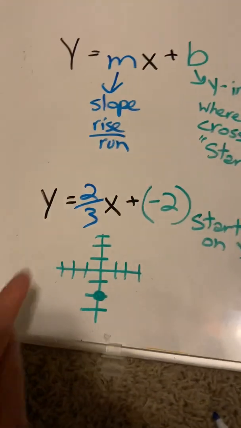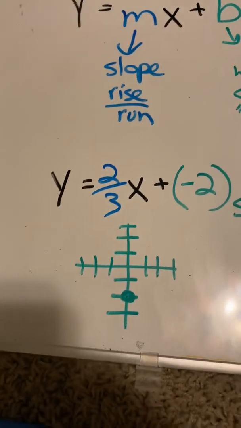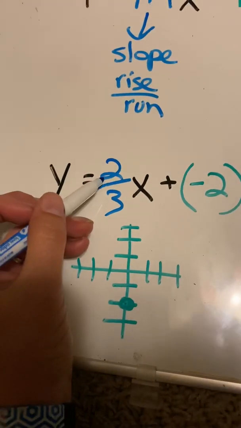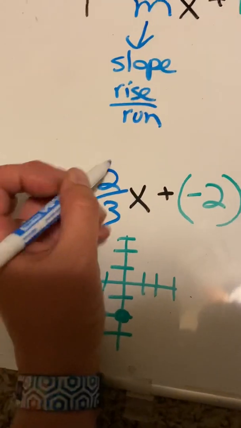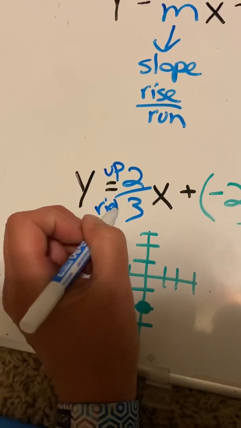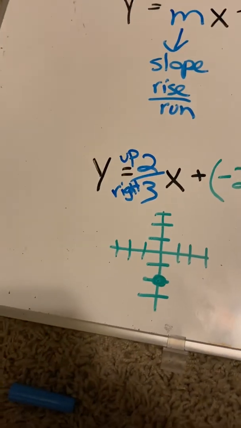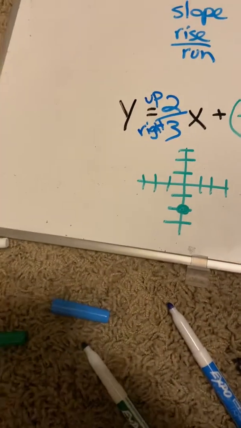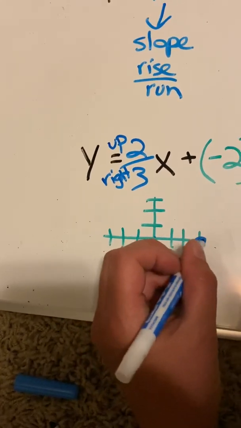Okay? This fraction tells me how to move or how to get to the next point. So it's 2/3, okay? Top number is going to tell you to go up or down. If it's positive, you're going up. If it's negative, you're going down. So in this case, we're going up 2, right 3. It always tells you how many to go to the right down here, okay? If there's a negative out front, it just goes with the numerator. So here I'm going to go up 2, 1, 2, right 3, 1, 2, 3, okay?